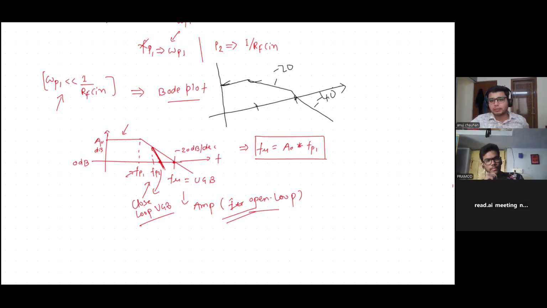Okay. So I think this is enough. That is the discussion for the closed loop UGB. That's the closed loop UGB. You can mention this in your interview also.